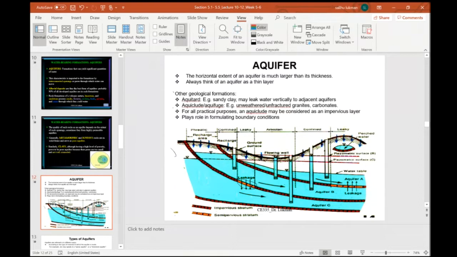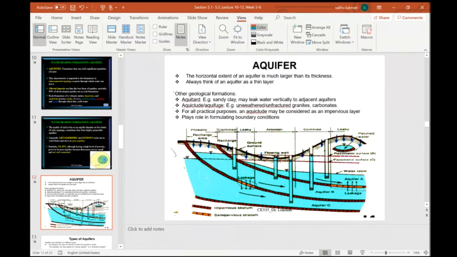All right. So here, an aquitard can leak water to an adjacent aquifer vertically, but it is also conducting water. This is also an example of an aquitard, because there is leakage vertically, up and down. And then this is a perched aquifer. When you have an impermeable material in the unsaturated zone, it can hold some water. So this is called a perched aquifer.